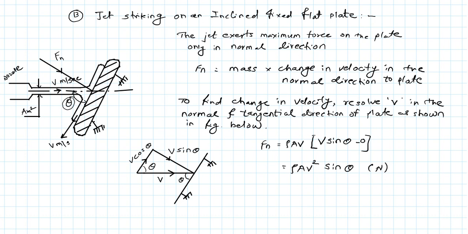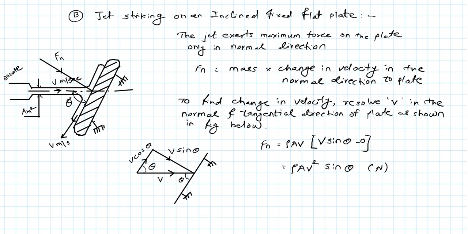The plate is ideally smooth. For an ideally smooth plate, the outgoing jet leaves the plate with the same velocity v. As we consider the plate very smooth, it will leave the water with the same velocity v. As previously said, the jet exerts the maximum force on a plate only in the normal direction. So our aim is to calculate the maximum force.